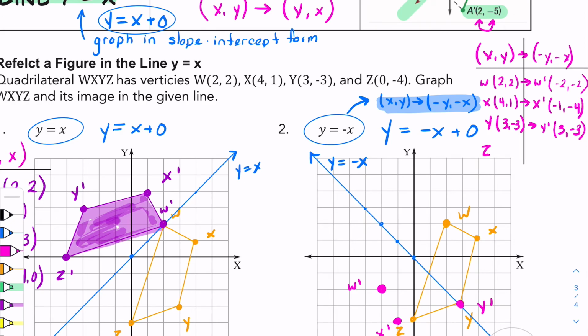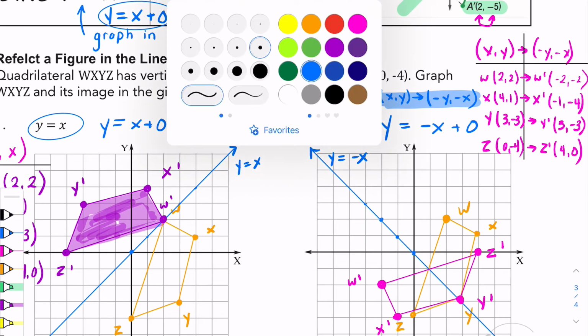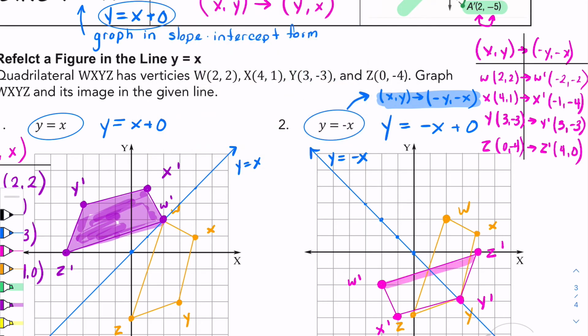And lastly, point Z, which is currently at 0, negative 4. When we switch the points, it becomes Z prime at positive 4, 0. When we connect our points for our final image, and I'll highlight these so we can see what it looks like, our final reflection looks like this.